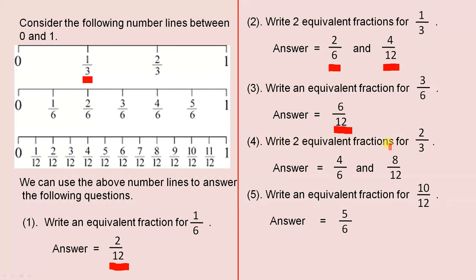Write two equivalent fractions for 2/3. There's 2/3 there, directly above 4/6 and 8/12. So 4/6 and 8/12 are the equivalent fractions. Write an equivalent fraction for 10/12. There's 10/12 there, directly below 5/6. So 5/6 is the equivalent fraction.